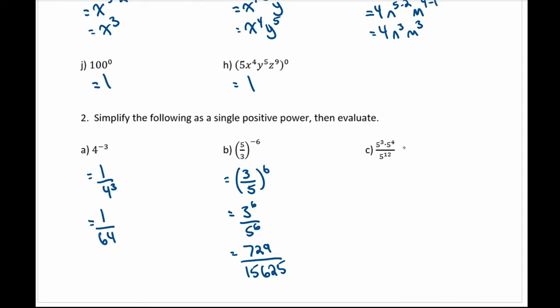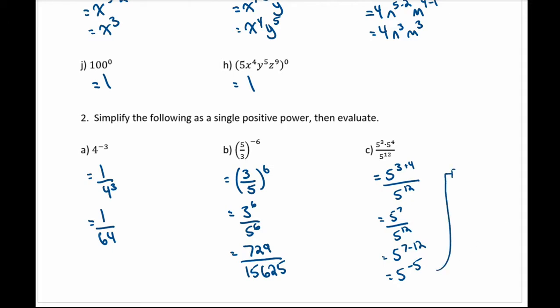For C, I have a couple of things first that I have to do. I have to use some of my power laws to simplify this. So 5 to the power of 3 times 5 to the power of 4. When I'm multiplying powers, I have to add my exponents, so 3 plus 4 over 5 to the power of 12. This works out to 5 to the power of 7 over 5 to the power of 12. And when I am dividing powers with the same base, I subtract. So 7 minus 12, top minus the bottom, I get 5 to the power of negative 5.